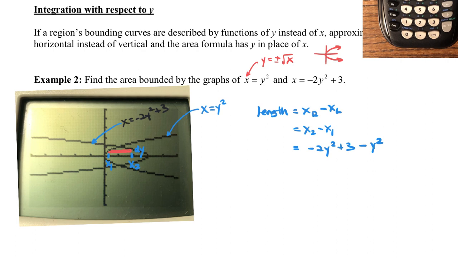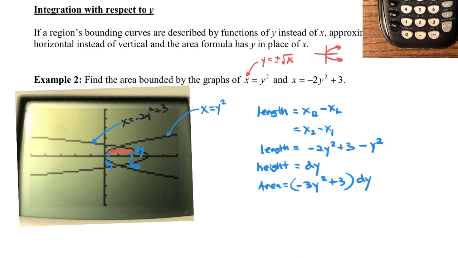And then the height, so we've got the length of our rectangle, and now the height is going to be dy. So our area for the rectangle is just going to be, we can clean this up a little bit, right? Negative 2y squared plus 3 minus y squared. That's just going to be negative 3y squared plus 3 times dy.